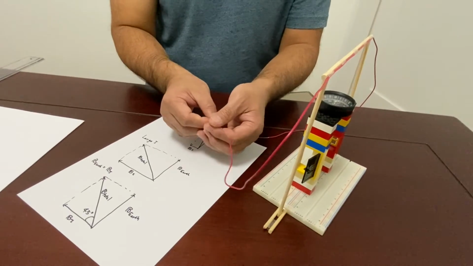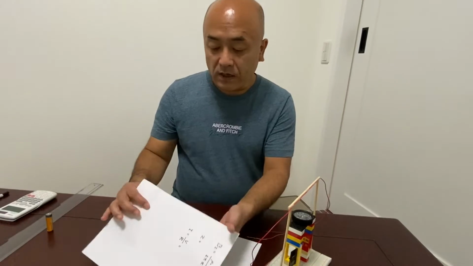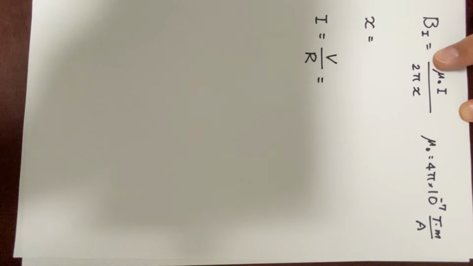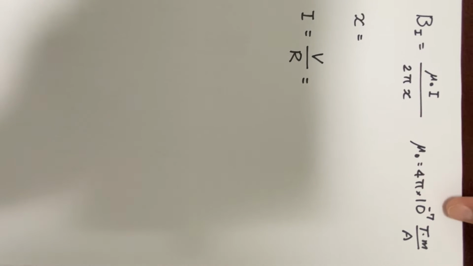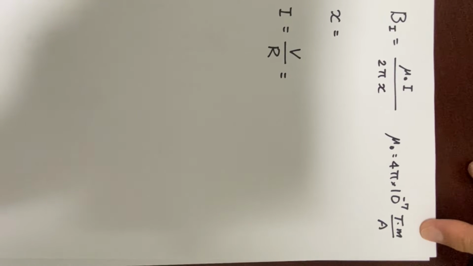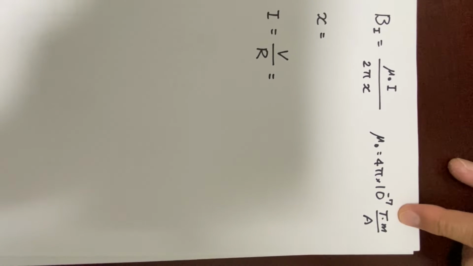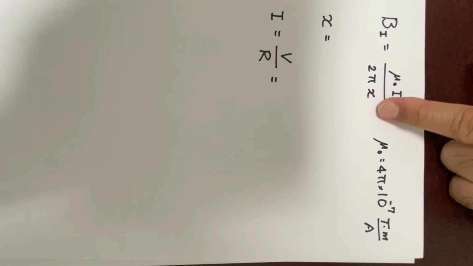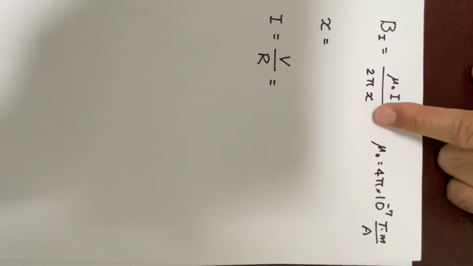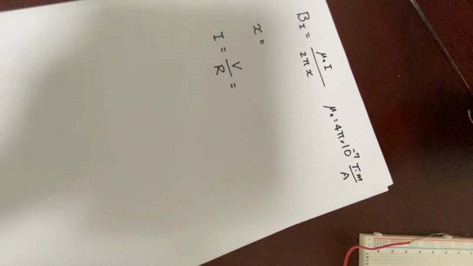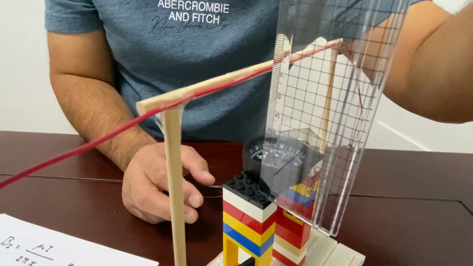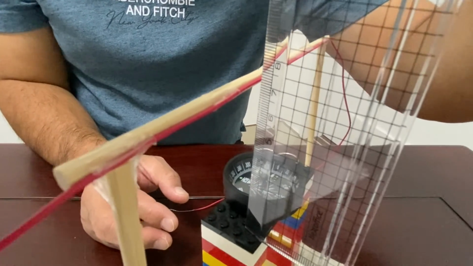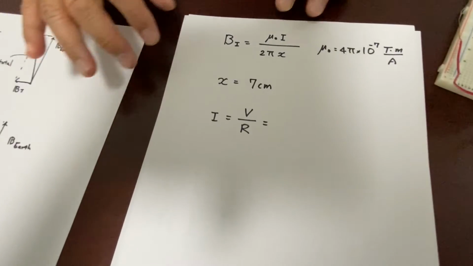Okay, now we'd like to find out the Earth's magnetic field. The magnetic field due to the current is given by mu sub 0 I over 2 pi x. Mu sub naught is 4 pi times 10 to the minus 7 Tesla meter per ampere. Therefore, what we need to measure is the current I and the distance x from the current to the compass. Let's first measure x using the ruler. Between the compass and the wire, you can read the numbers. It's 7 centimeters. X is 7 centimeters.